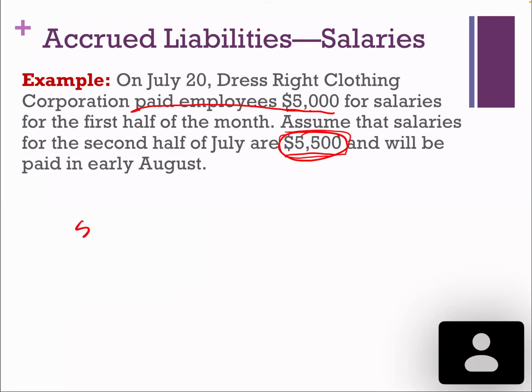So we just need to show that our workers have worked for us, but we haven't paid them yet. So the way we show that is we say salaries expense 5,500, but we haven't paid them. So we need to go salaries payable 5,500. Okay. And that just shows that we still owe this. This is the liability account that we're increasing. We still owe them that money. We'll pay them next month. Okay.